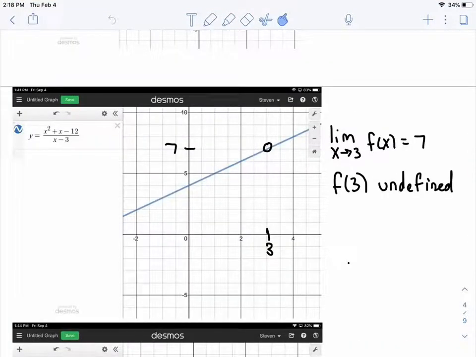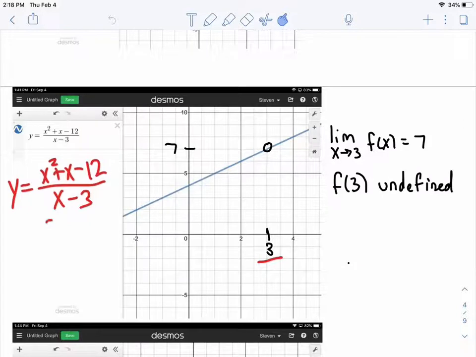So let's consider a second example here. In this second example, we're looking at a rational function. Y equals x squared plus x minus 12, all divided by x minus 3. And its graph actually turns out to be a straight line. But like most graphing devices, there is a bit of a problem. The original thing there is undefined at x equals 3. And that's because we would be dividing by 0.